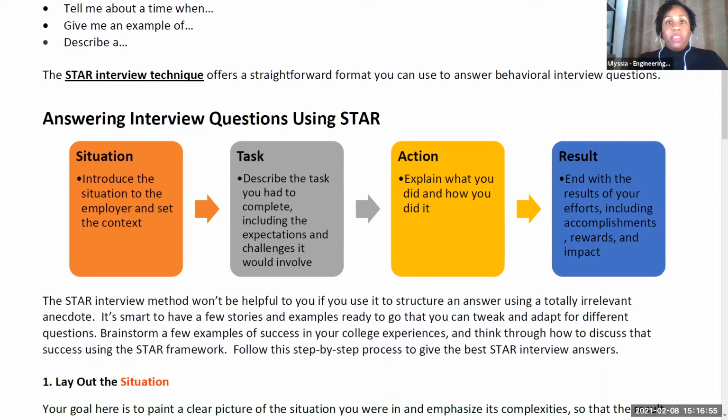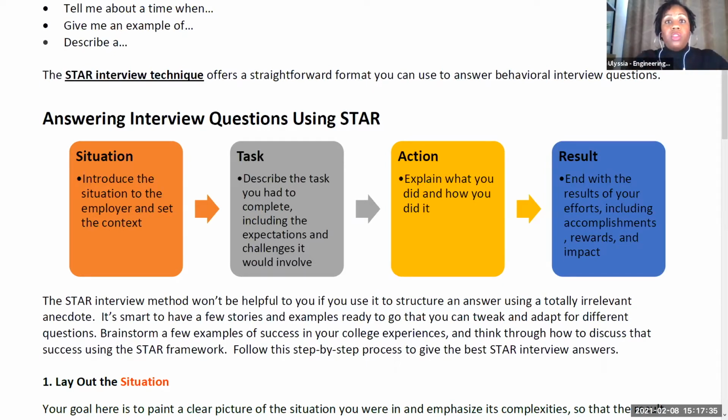So, the situation, S, that's the first part, and that is the shortest part of your answer. You should not spend a lot of time describing the situation. In the example question that I gave, tell me about a time when you went out of your way to help a teammate, the situation might be last semester during one of my lab classes. That's it. That's all you need to say for situation. Or if you said a year ago during an internship, you just want to tell them where this occurred, okay?